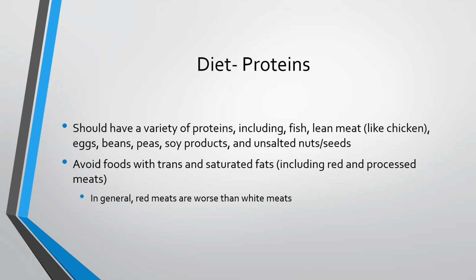So we always focus on fish, lean meat like chicken or turkey, eggs, beans, peas, soy products, unsalted nuts and seeds. Notice I didn't really say red meat. A lot of red meats have more trans and saturated fats in them. So any protein benefit you get from them is kind of stripped out by the amount of fat it has in it. That's not to say you can never have red meat again.